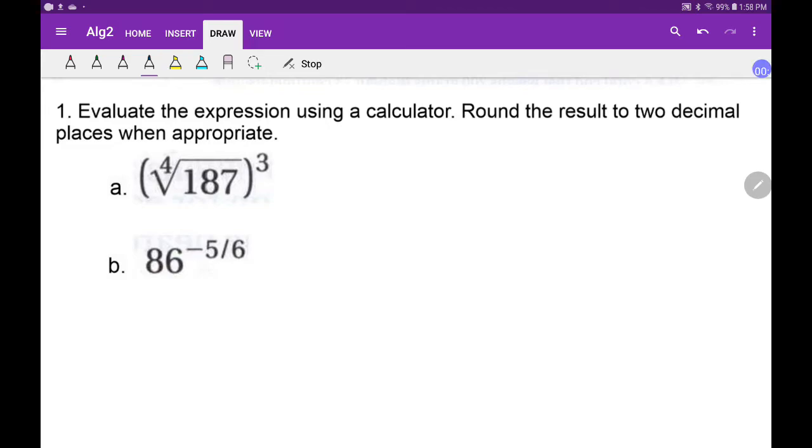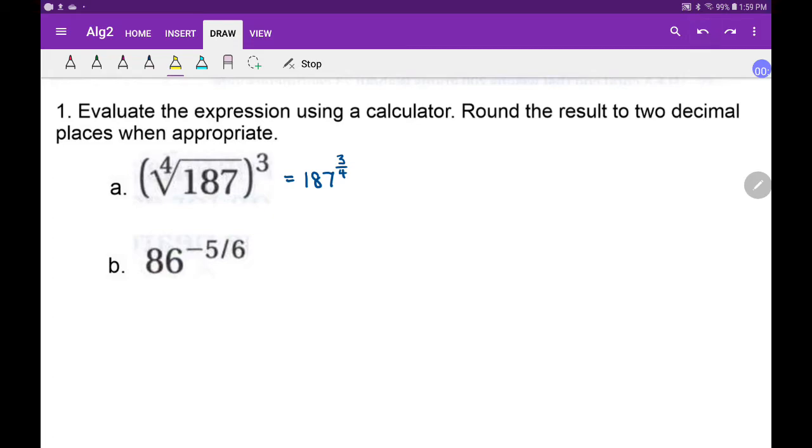All right, I have 187 to the fourth root of 187, and then it's to the third power. But I know that this is the same thing as 187 to the 3 over 4 power. It's a rational exponent, okay? The index goes on the bottom. It always does, okay? And this number, when I raise the whole thing to the third power, I can just say this. It's the same thing.